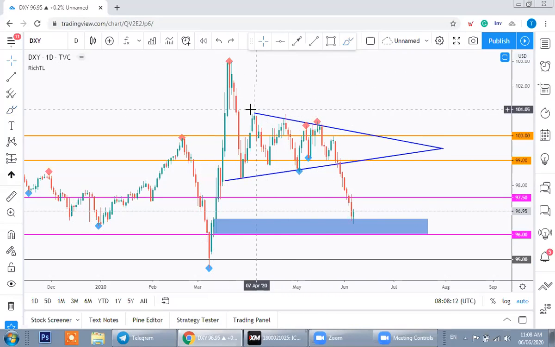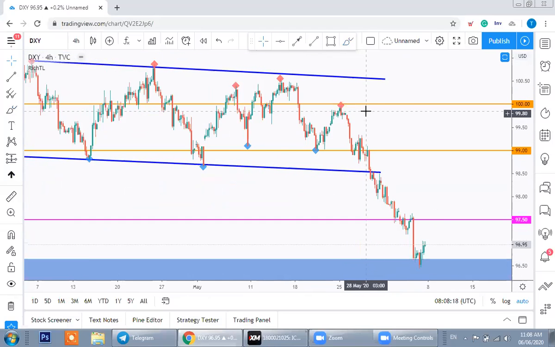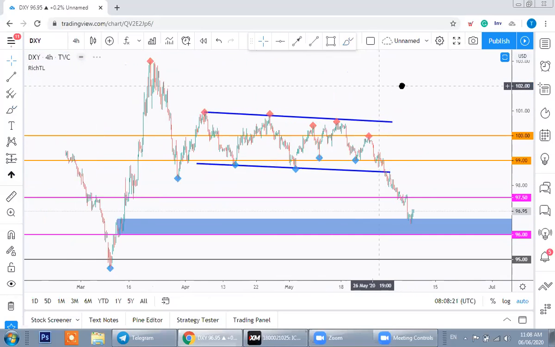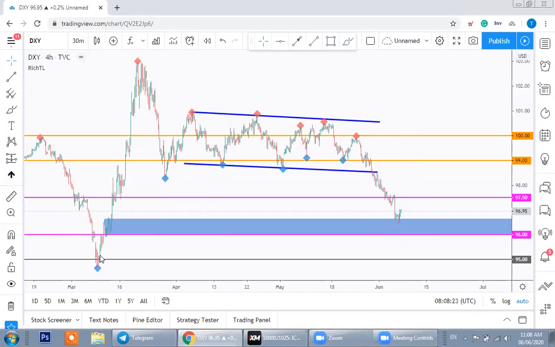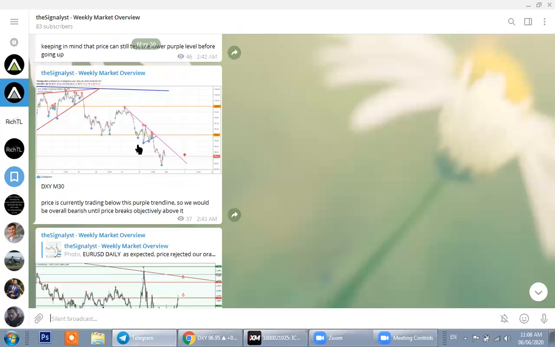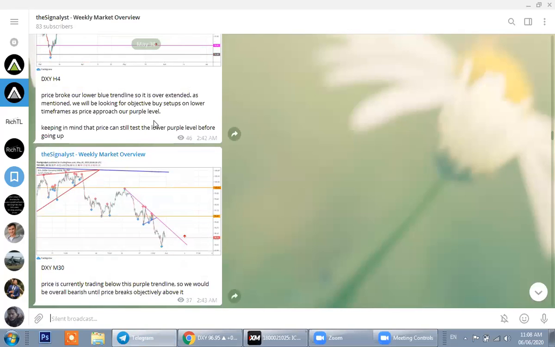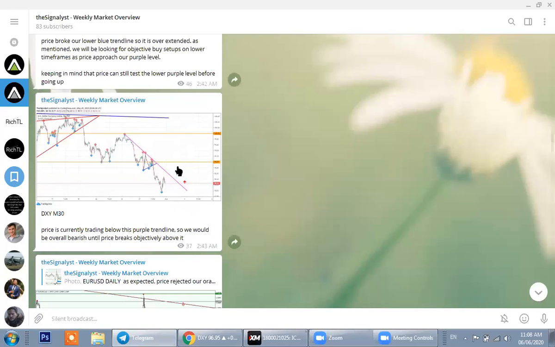Okay, so first of all, we have a projection, and then price is sitting around a demand zone. If we zoom into H4, can we add anything here? We can't add anything here. If we zoom into M30, here we go. We were waiting for an objective break above our upper purple trend line to buy the DXY, as from our perspective, it was sitting around a support zone, but price broke it lower, and now it's sitting around our lower purple support.